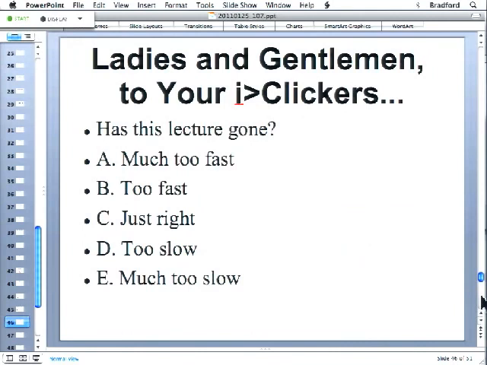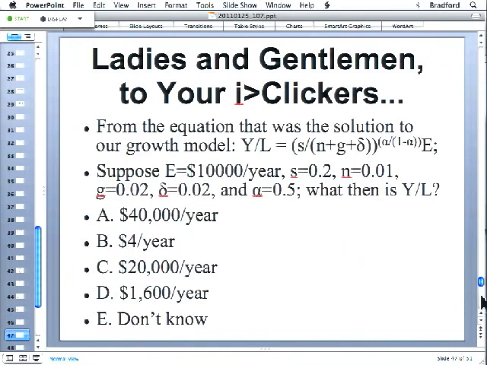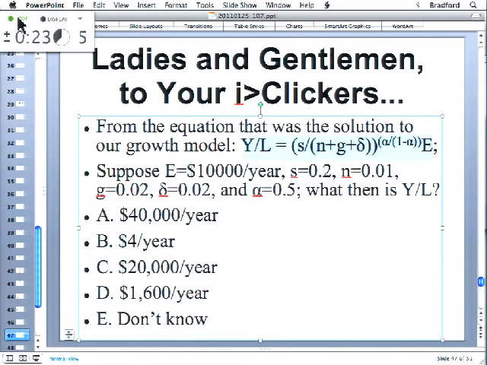It's very hard to do, especially if you haven't done it before. The right way to do it is to note that if you add up n, g, and delta, you get 0.05. And if s is 0.2, then 0.2 divided by 0.05 is simply 4. And if alpha is 1/2, then alpha divided by 1 minus alpha is simply 1. So all of this first bunch of stuff in here is simply 4 raised to the first power. And with E at 10,000 per year, we get 40,000 per year. Okay. I'm tempted to give credit for E, but I'll give people credit for A as well, since that's the right answer.